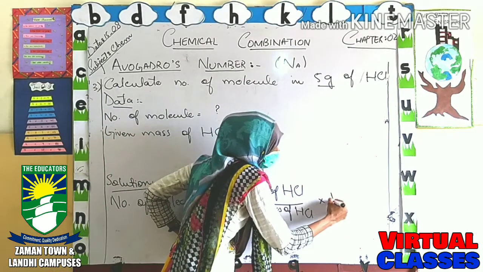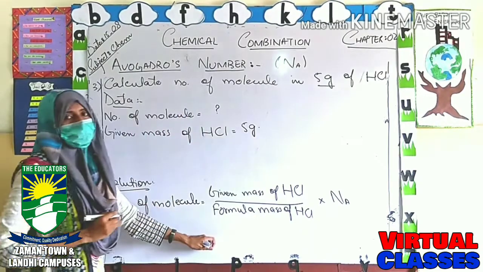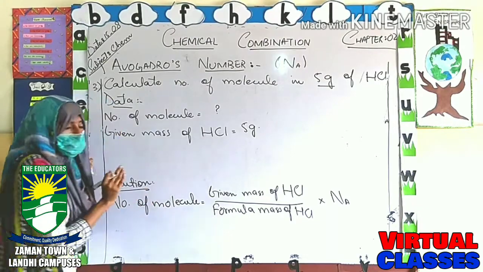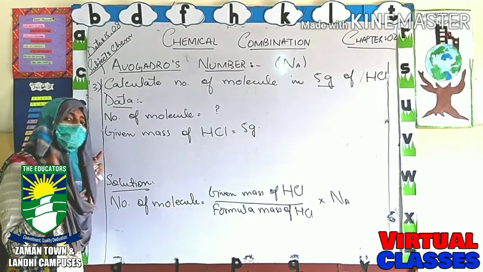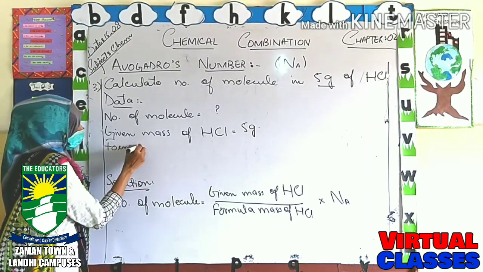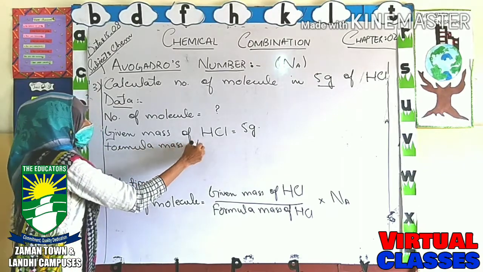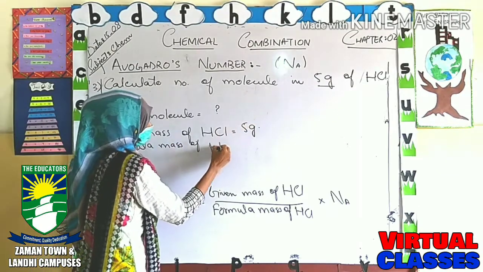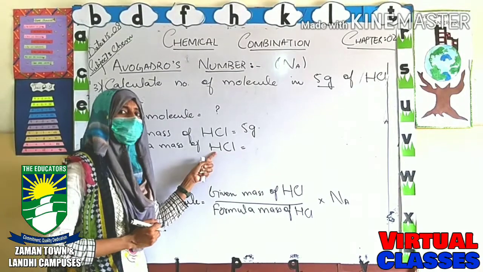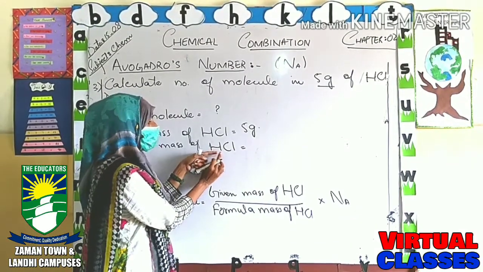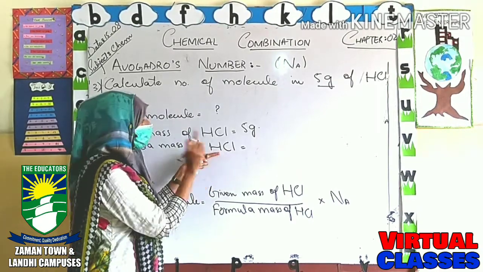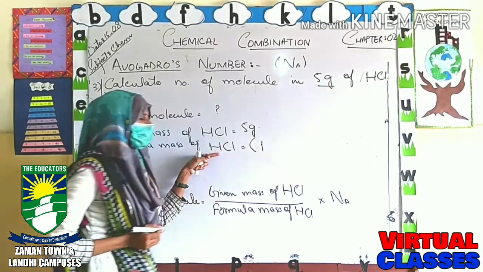Now according to the formula, this is your formula. You have the given mass, and you don't have the formula mass, but you can calculate it. You know how to find the formula mass. Formula mass of HCl. So how will we calculate it? First element is hydrogen. How many atoms of hydrogen are present here? 1. You will write 1 here.